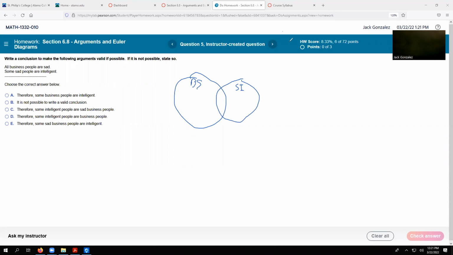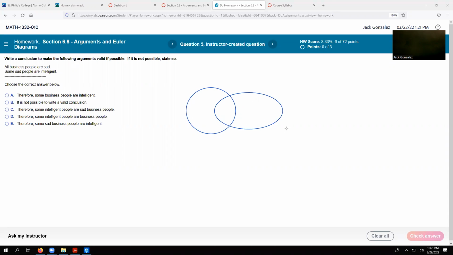Oh, actually, you know what? I can use those nice circles instead. I forgot, because those circles are garbage. Try that again. It's a little better, right? Okay, so we call this one BS or SB if you want. This would be SI.